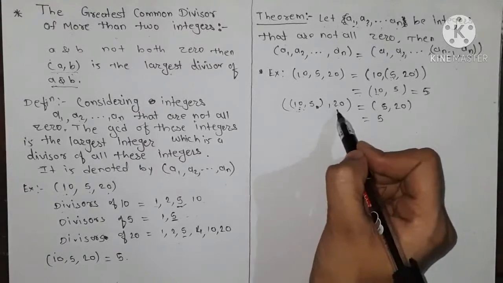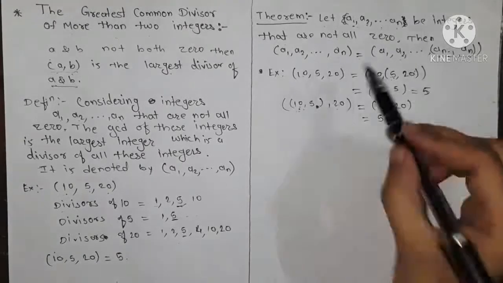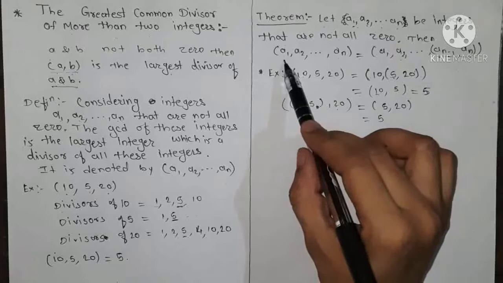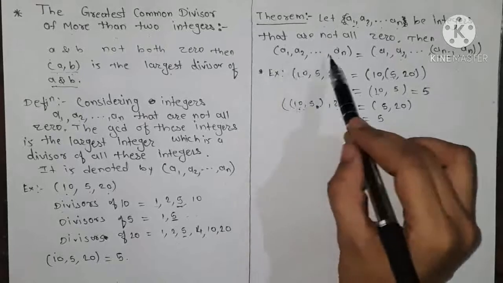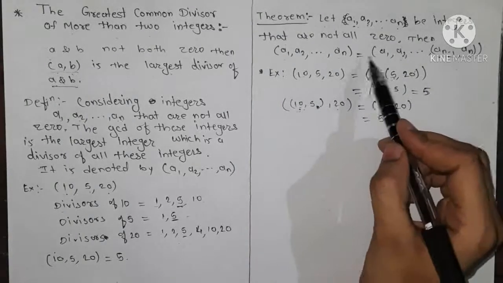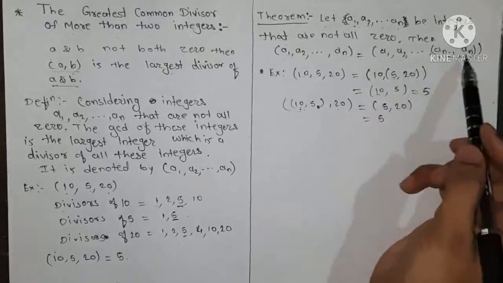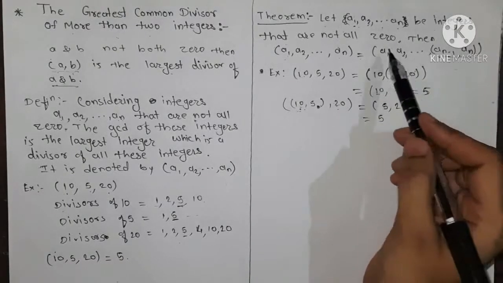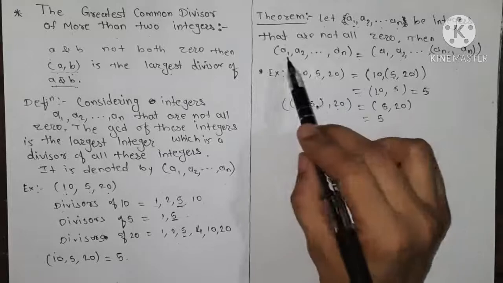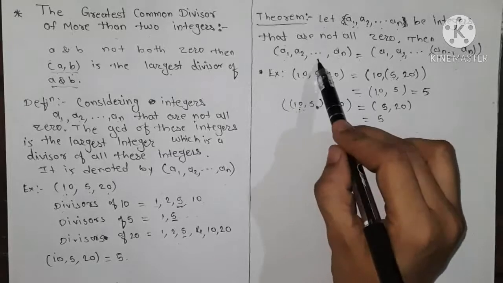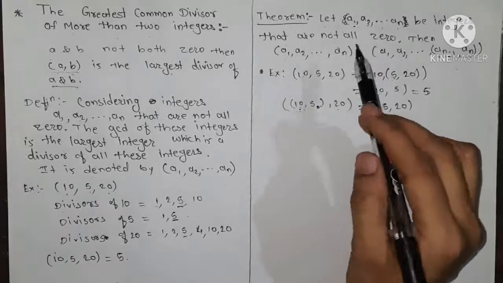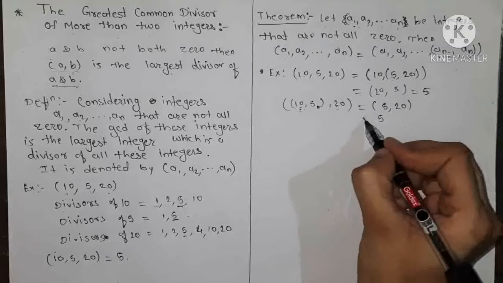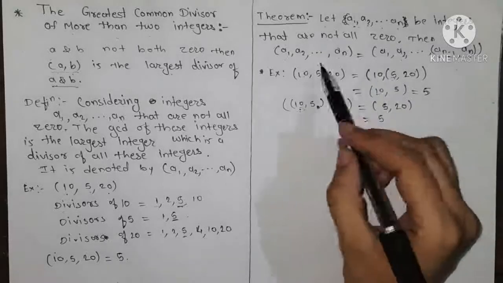GCD with other numbers. Okay, so this theorem tells us that the GCD of larger numbers or integers is the same as finding the GCD pairwise, and the ordering of the pair is immaterial. That is, we can take the GCD firstly of A1, A2 or A2, A3 and then with other numbers, right? So let's see the proof of this theorem.